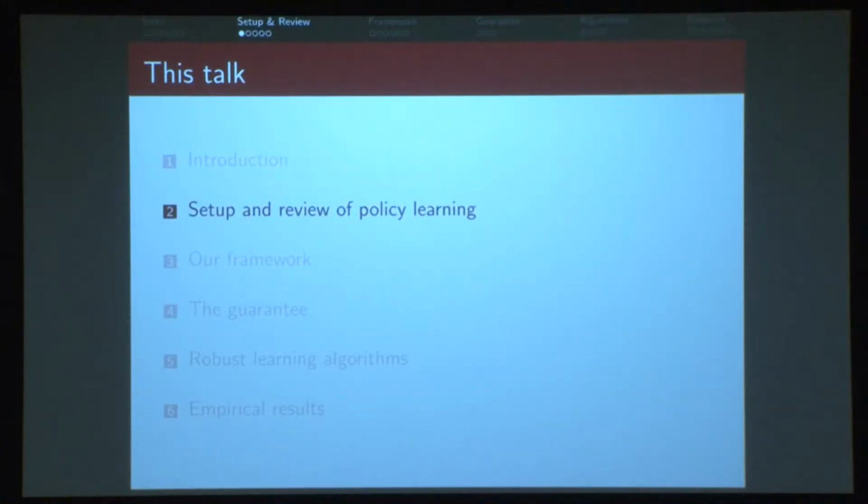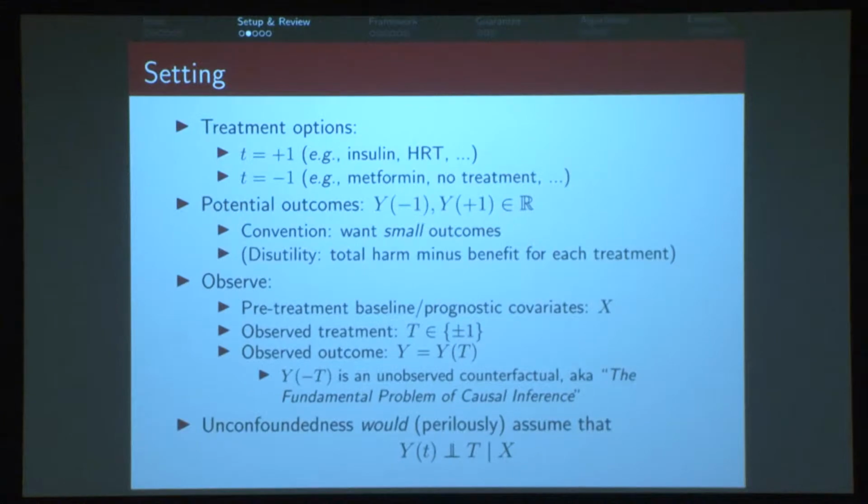Next, I want to set up the problem, define some notation, define exactly what we're looking at, and do a quick review of what you can do when you do have unconfoundedness. What kind of policy learning methods exist currently? The setting goes as follows. We're going to look at a simple setting of just two treatments, +1 and -1. Usually you're going to think about +1 as the more invasive, more intense, more active treatment, and -1 as the less invasive, less intense, more passive treatment.